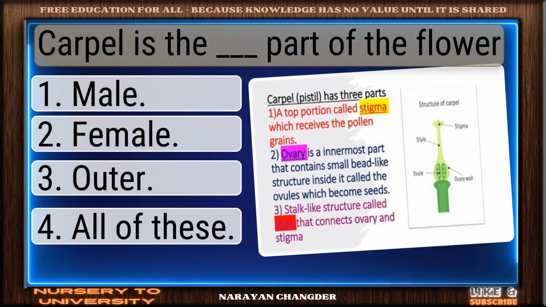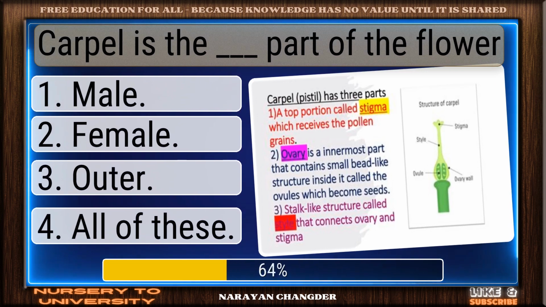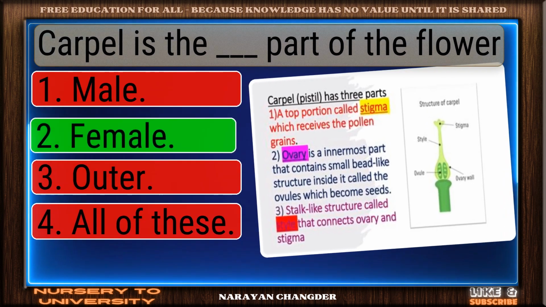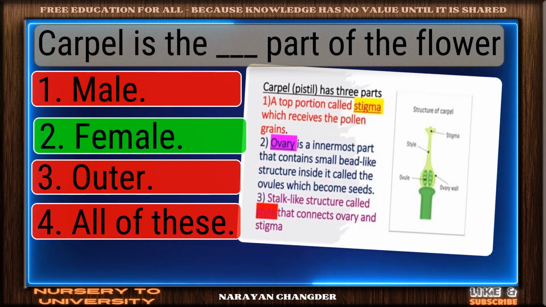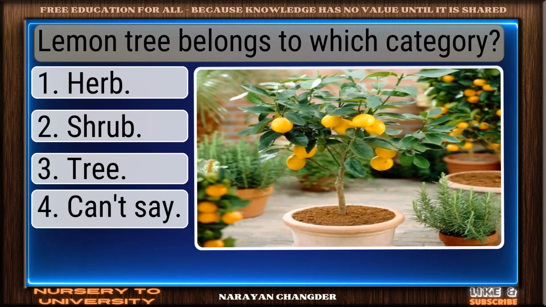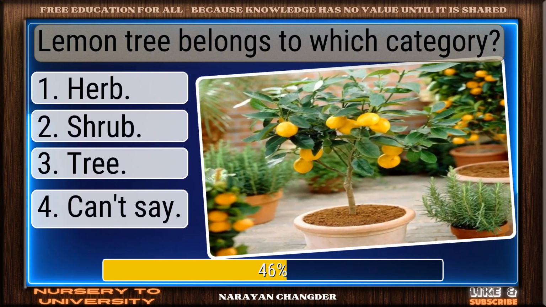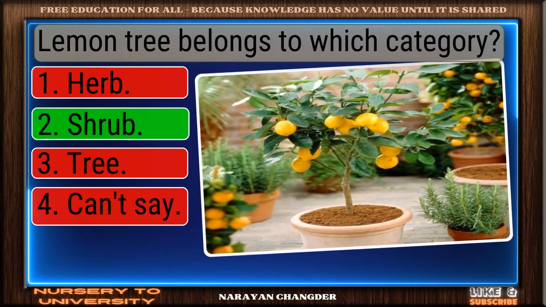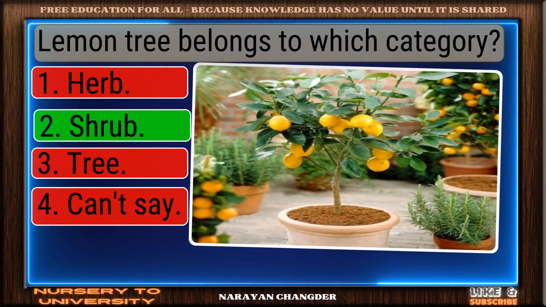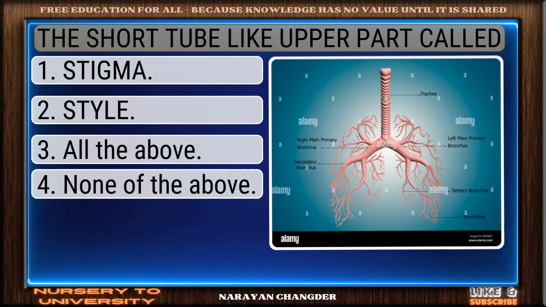Carpel is the dash part of the flower. You're right. Female is the correct answer. Lemon tree belongs to which category? Smart move. Shrub is an accurate answer.